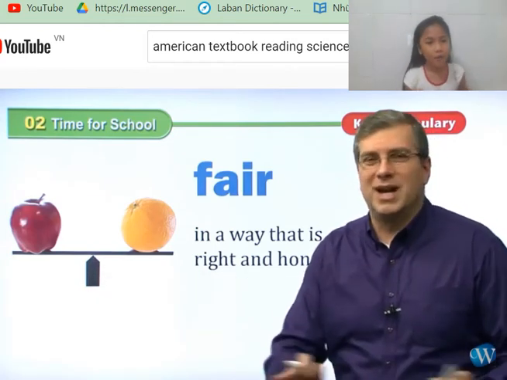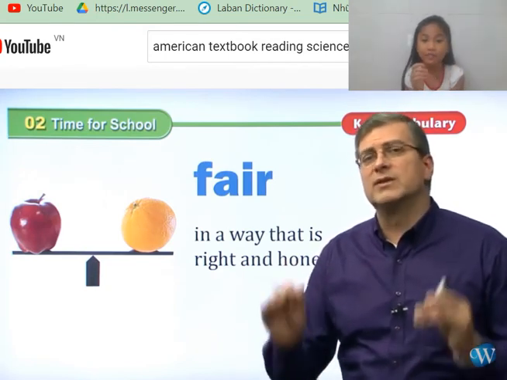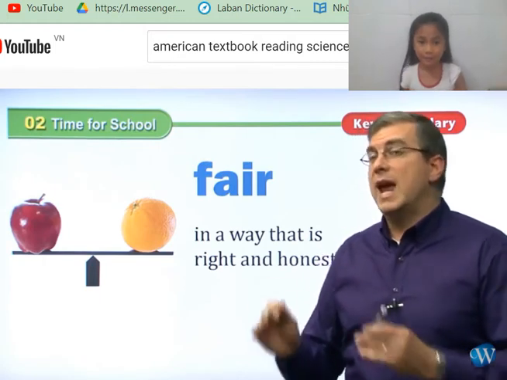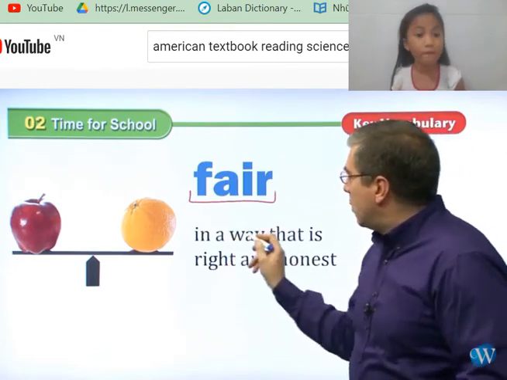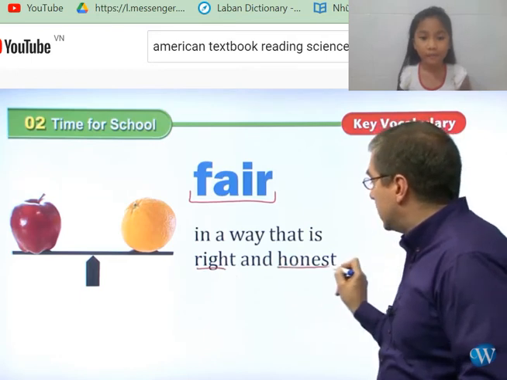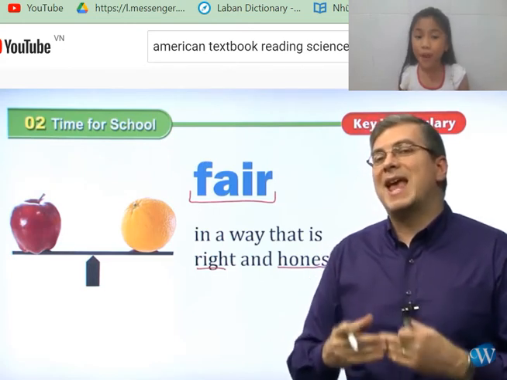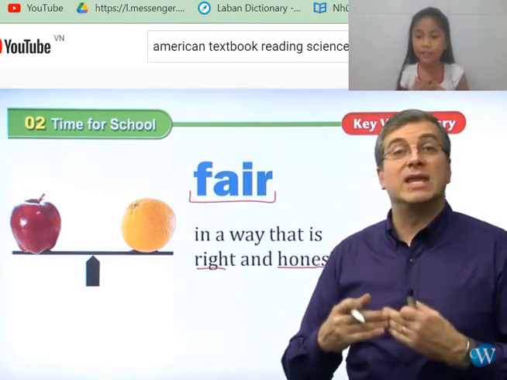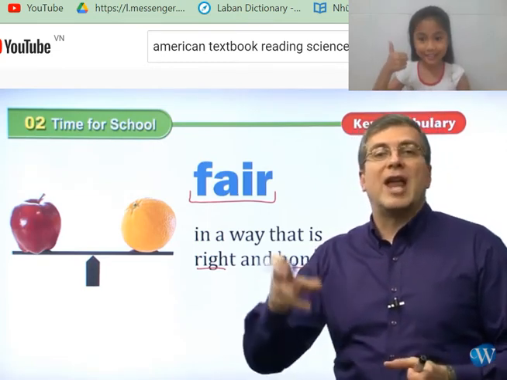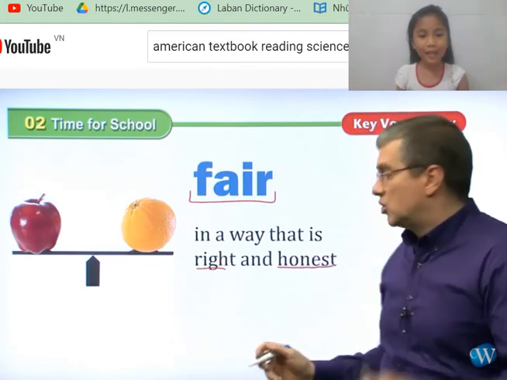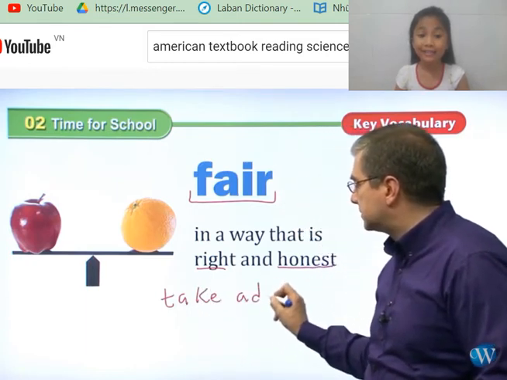Okay, fair. Fair is a word that you need to know. So fair is a way that is right and honest to other people. It's not like cheating. It is the opposite of the word cheating or unfair. So if you're fair, you're telling the truth to other people. You're saying the right thing and it's good. Fair is good. But what if you're unfair or you're cheating? Take an example.